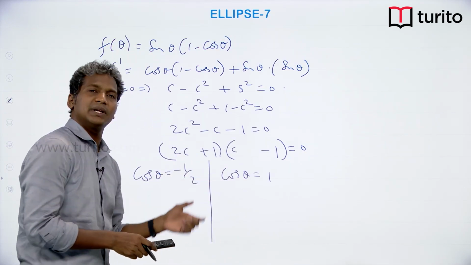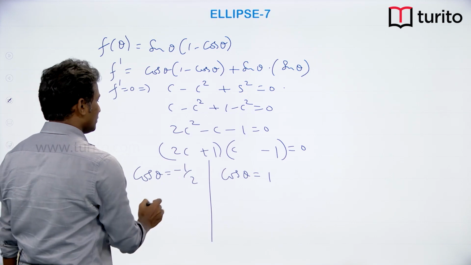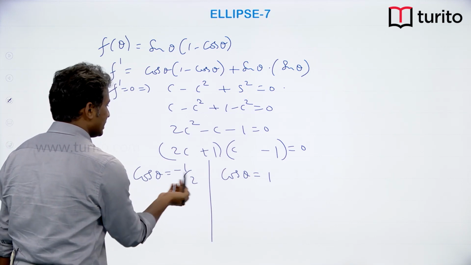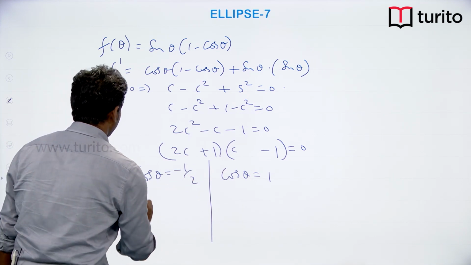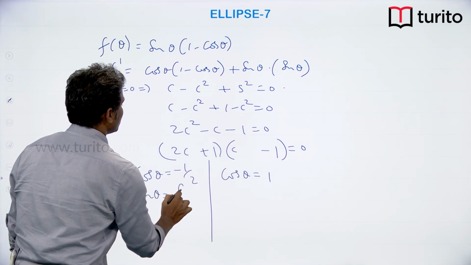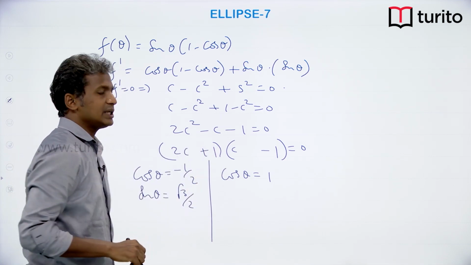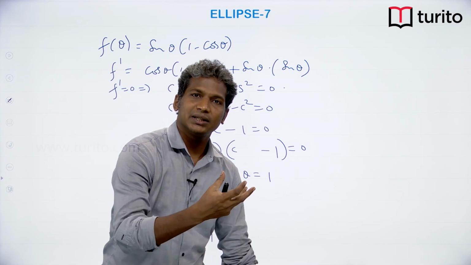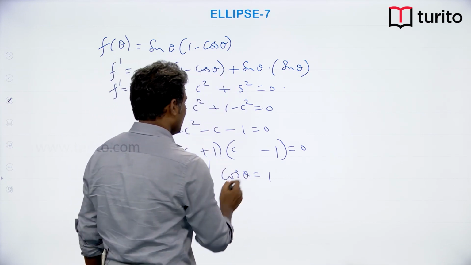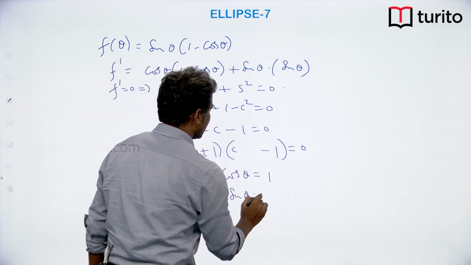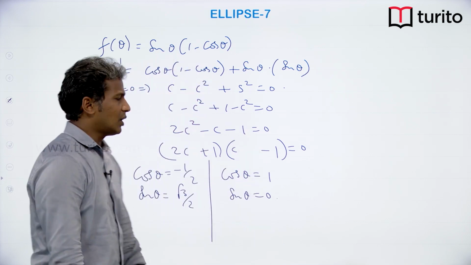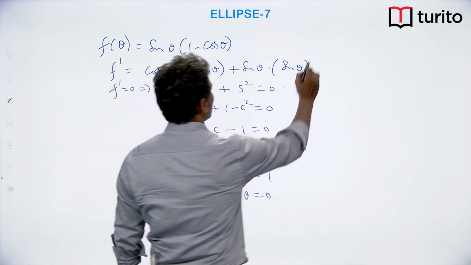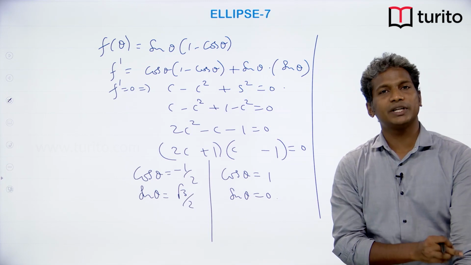So, what are the possible cases here? Cos theta equal to minus 1 by 2 is possible when theta is 120 degrees. So, for that sin theta will become root 3 by 2. Now, cos theta is 1 only when theta is 0. So, that means here sin theta will become 0. So, now substituting these values, what will I get for f of theta?